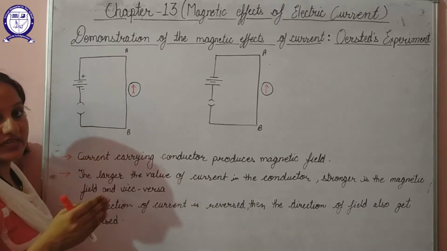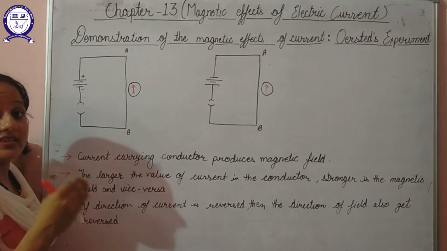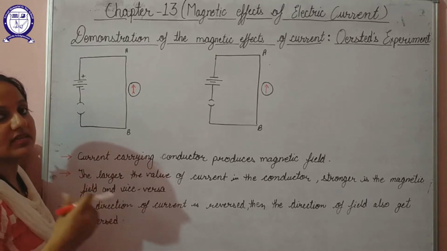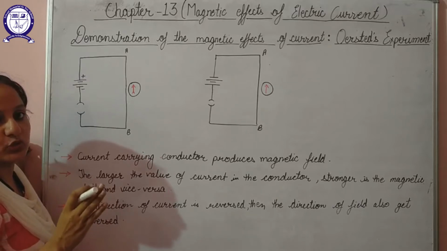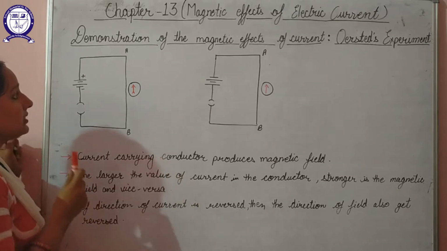Actually in 1820, a scientist named H.C. Oersted accidentally discovered that when you place a magnetic compass near a current carrying conductor, that magnetic compass will show some deflection. So let's study Oersted's experiment.